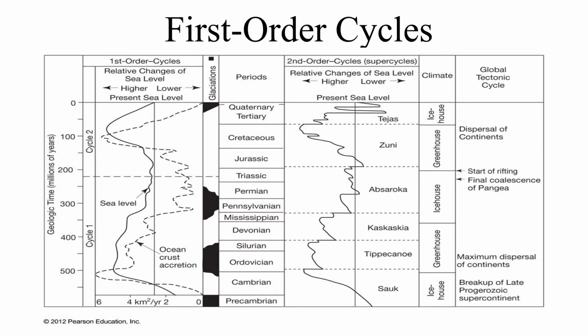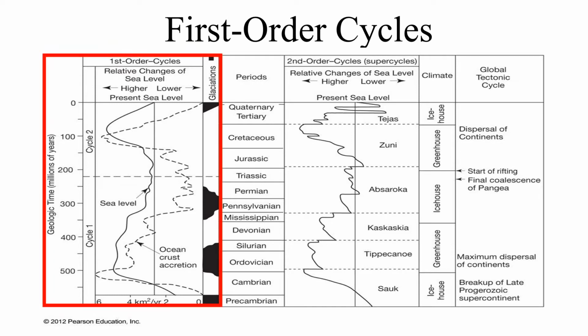So here we're looking at a couple of different types of allocyclic successions, and we're going to be focusing here on our first orders. So again, this is looking at geological time over about 550 million years. And you can see areas where we have relatively higher versus lower sea level throughout the Phanerozoic. So essentially the last 500 to 550 million years.